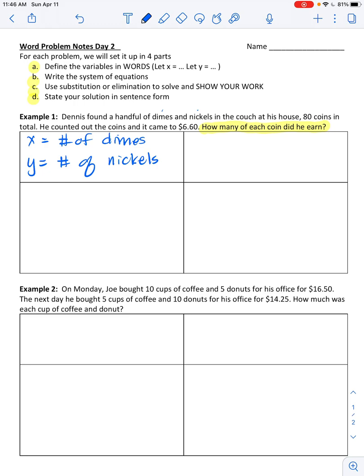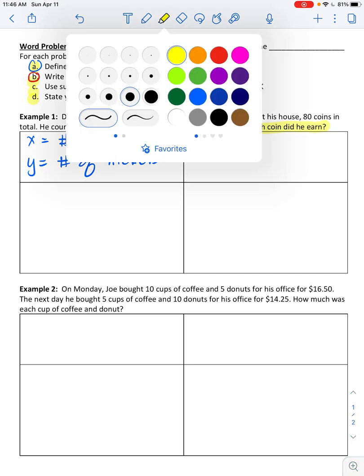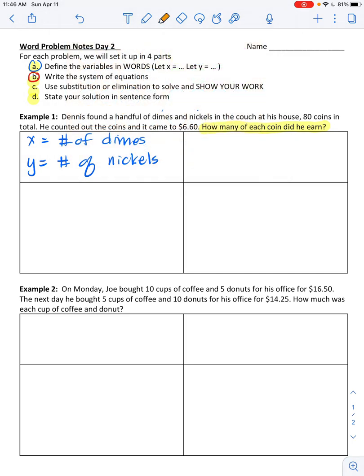Okay, now I'm on to part B. And in part B, I have to do the tricky business of writing a system of equations. So I go back to the words and I try to find some words that can turn into an equation. It says, Dennis found a handful of dimes and nickels in the couch at his house, 80 coins total. So again, total, if you remember, means you're adding, which means the number of dimes plus the number of nickels will add up to 80 coins. That's the total number of coins.